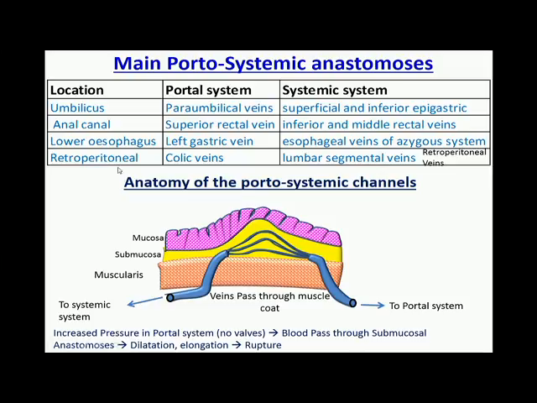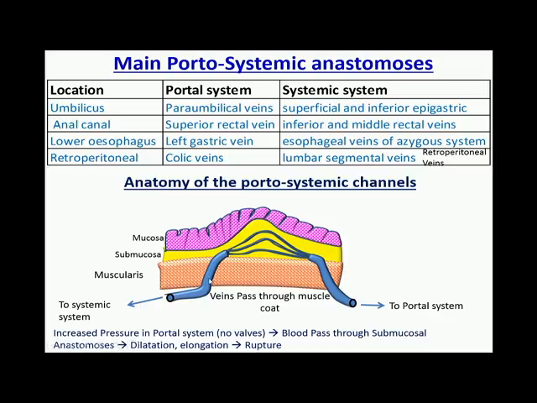And there's another one in the posterior abdominal wall. In the retroperitoneum you get all these colic veins, like the middle colic vein, left colic vein, right colic veins. Their branches can communicate with the body wall veins or the lumbar or retroperitoneal veins, which drain into the inferior vena cava. So this one drains into the portal, this one goes to the inferior. So there are connections in these locations. Now this is what happens there.